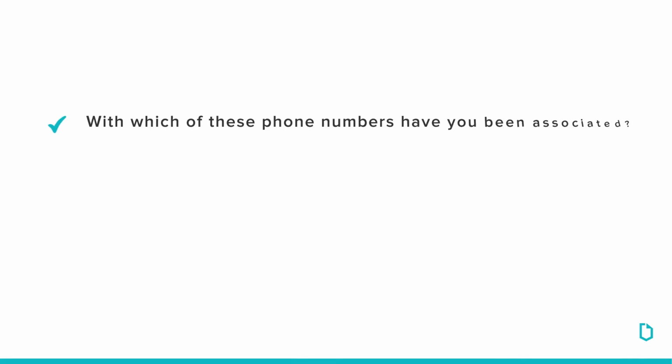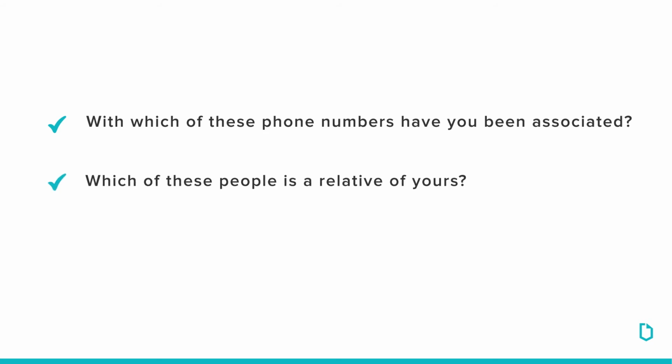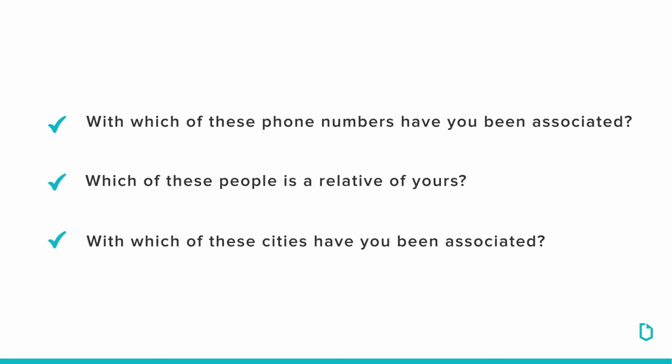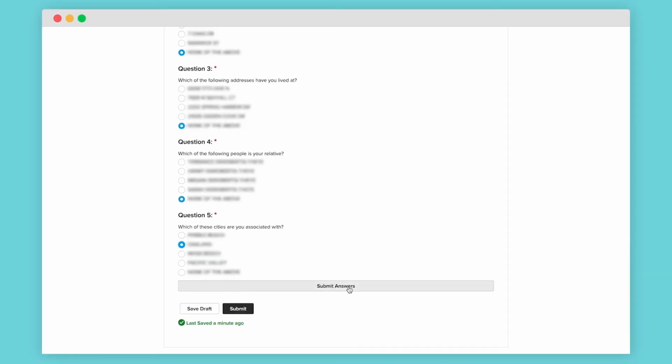It will include questions such as, with which of these phone numbers have you been associated? Which of these people is a relative of yours? Or, with which of these cities have you been associated? Applicants will not see their scores.